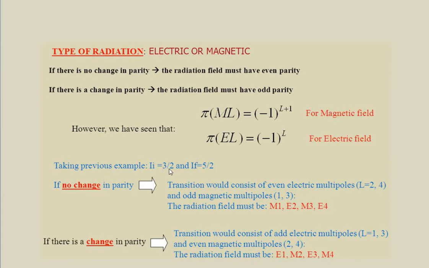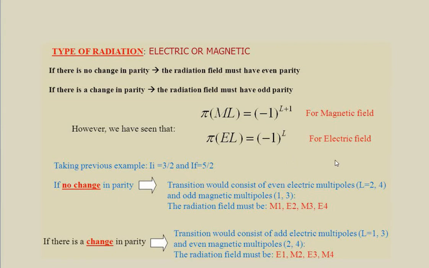No change in parity means the transition is from 3/2 plus to 5/2 plus, or from 3/2 minus to 5/2 minus. These are the two cases in which there is no change in parity. So if there is no change in parity, for L equal to 1, what are the possible transitions?